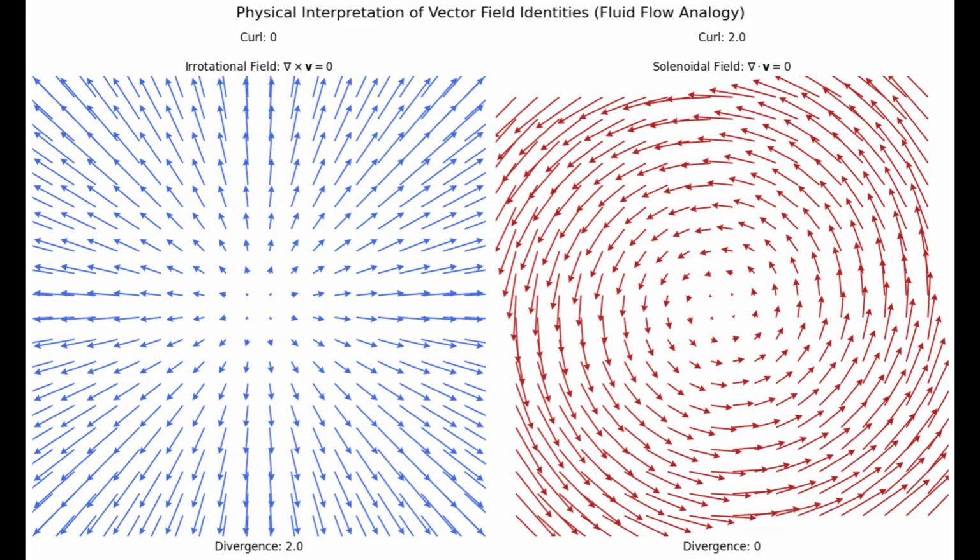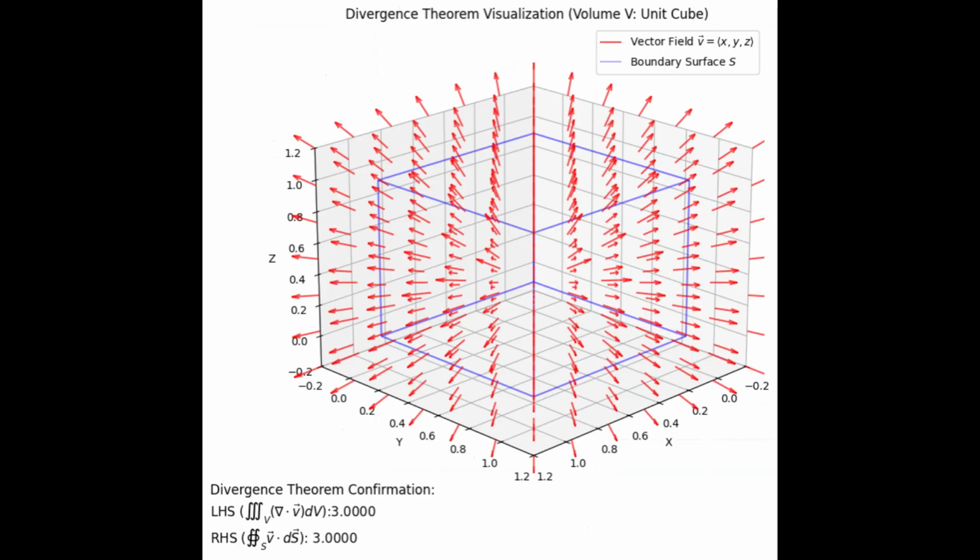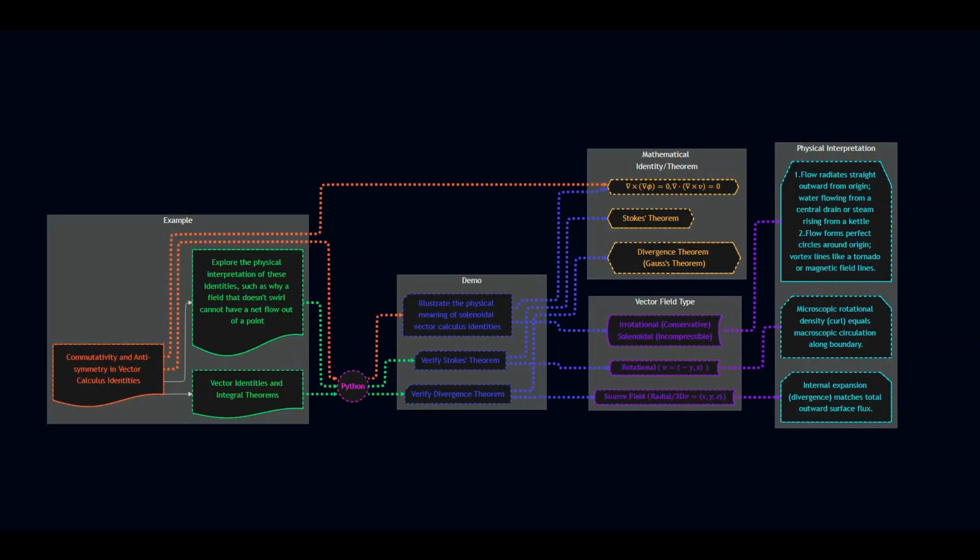These are called solenoidal fields, and they explain why magnetic field lines always form continuous, closed loops rather than starting or ending at a single source. These rules are not just about what happens at a single tiny point. They govern how forces and fluids behave across entire volumes of space.